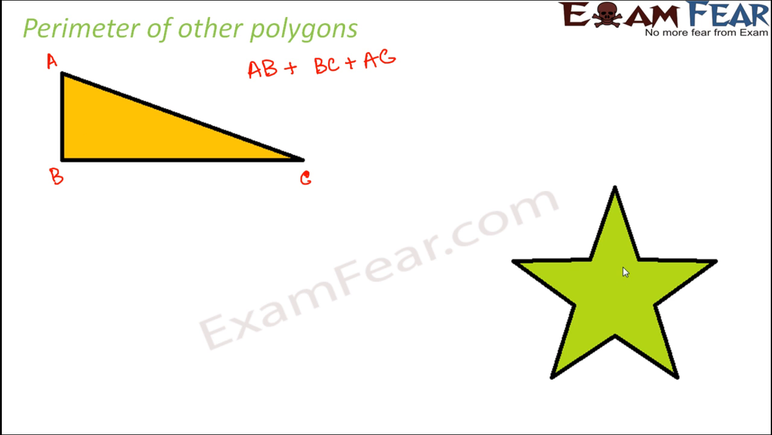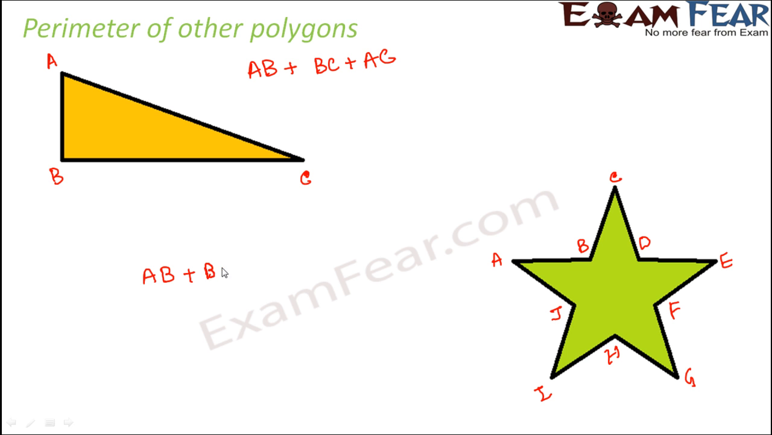Similarly, let's look at this picture. This is a star. So if I ask you to find out its perimeter, so what you need to do? Let's name it for our convenience. So this is A, B, C, D, E, F, G, H, I, and J. So we have named it. Now we have to find its perimeter, means you have to find out the total length of the boundary. So the black line denotes the boundary. So for that, what will you have to do? You will have to add up all the line segments that form this star.